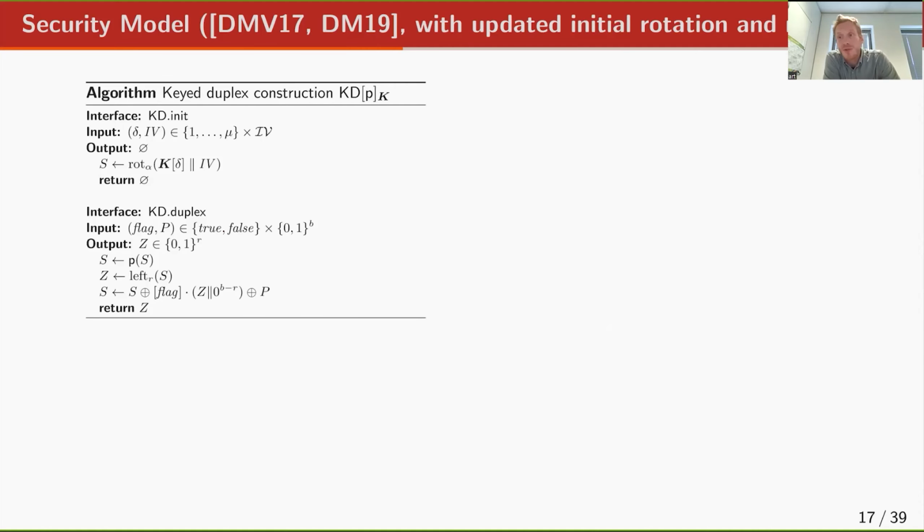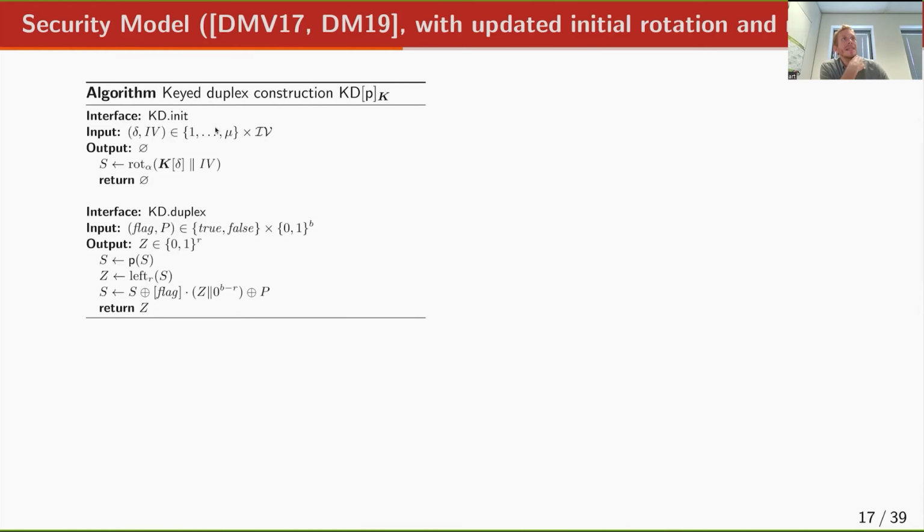This is the setting. A friend of mine made a very good permutation. We assume that this is a perfect permutation because this friend of mine is a very good designer. So this permutation is perfect. And then I'm using this permutation to build a duplexing interface. So we have the initialization interface and a duplexing interface.